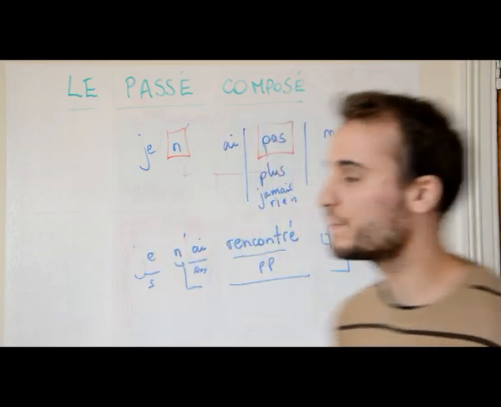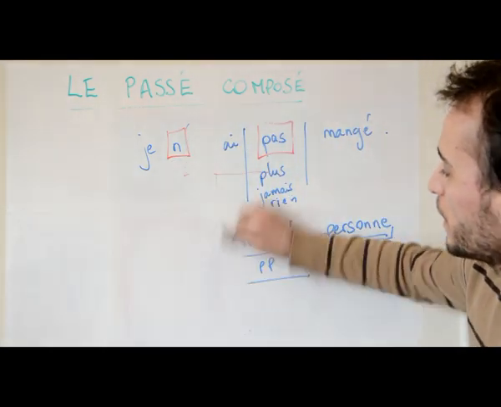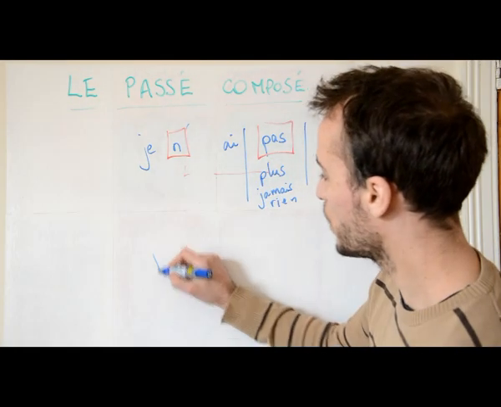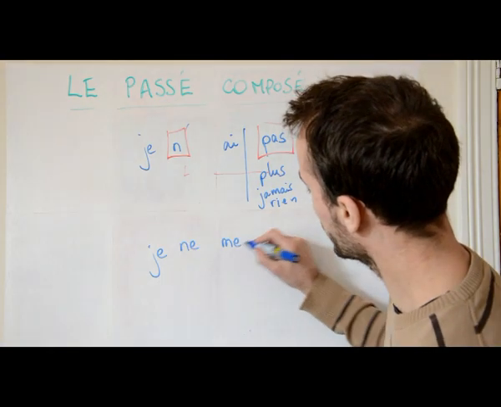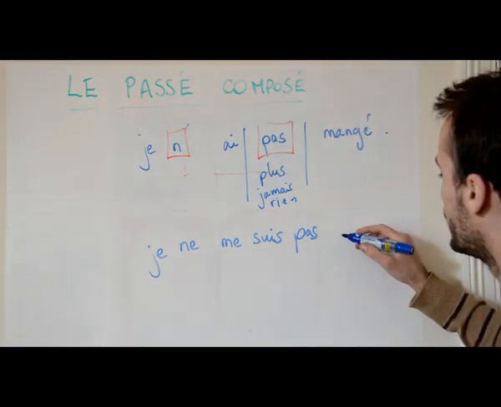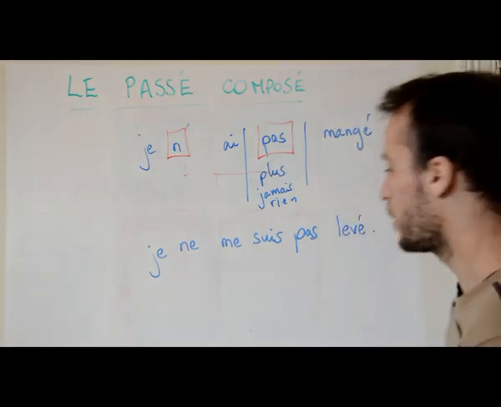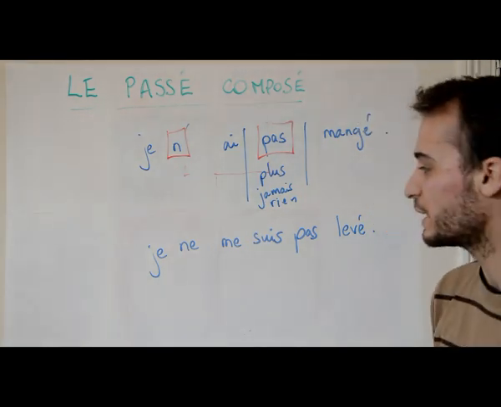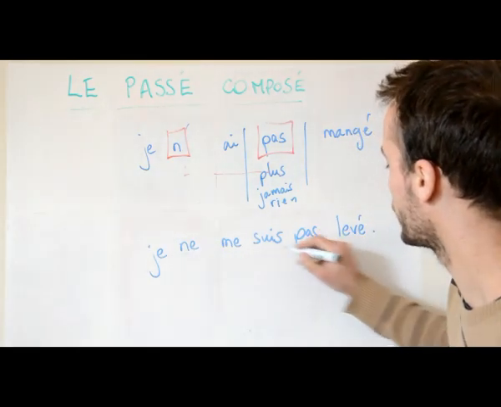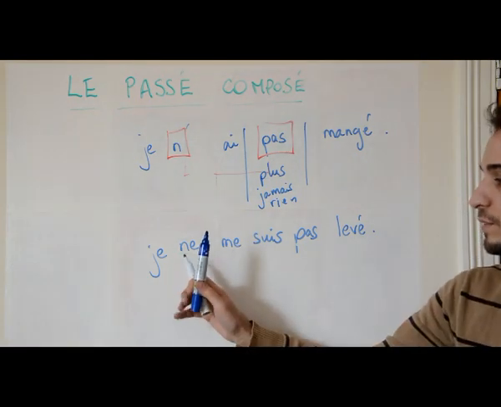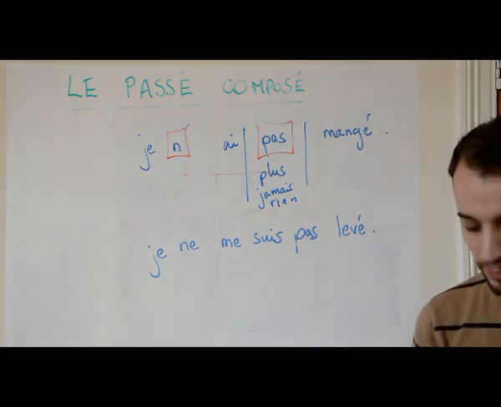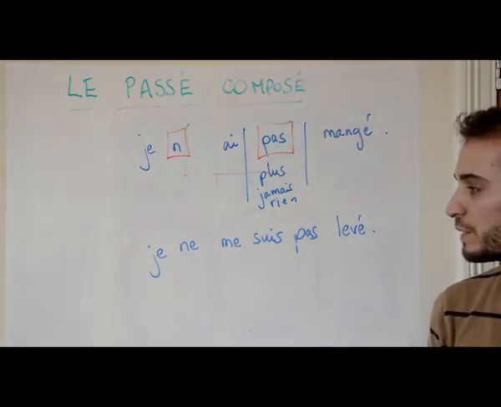If it's a reflexive verb, like pronominal verbs, then it respects the same logic as the normal one. Je ne me suis pas levé. I didn't get up. So you can see that's the negation, the ne is just after the subject, so that's normal, and the pas goes in between the auxiliary and the past participle, so that's normal. It's first the negation, then the pronoun, then the auxiliary, then the negation, then the past participle.